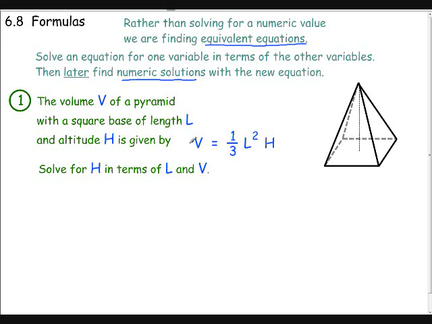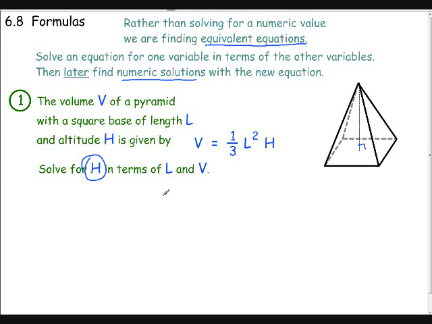We know this from geometry. The volume of a pyramid that has a square base with the length of each side being L and an altitude, remember that was at right angles to the base, of h, we can say this is how you figure out what the volume is. But suppose we know what the volume is, and we know what the length of the side is, and we're only interested in finding out what the height of the pyramid needs to be. Then it would be useful to us to solve this whole thing for h.